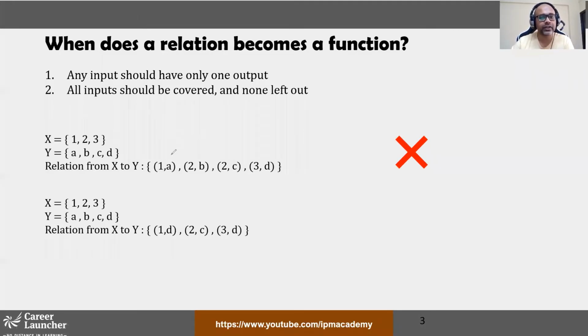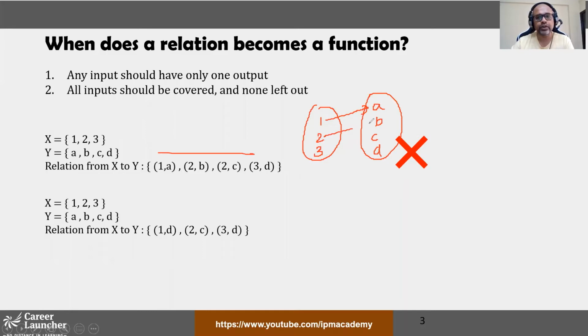Why is it not called a function? If you try to draw this, you have 1, 2, 3, and you have A, B, C, D. You're saying 1 is going to A, 2 is going to B, but 2 is also going to C, and 3 is going to D. The second rule is met. All inputs are covered, none is left. However, the first rule is failing here. Any input should have only one output, but you can see that this 2 is having two outputs, B and C. Because of that reason, this will not be called a function.